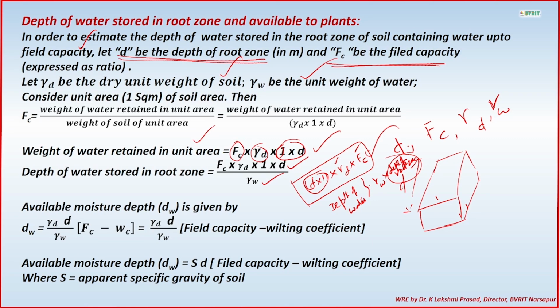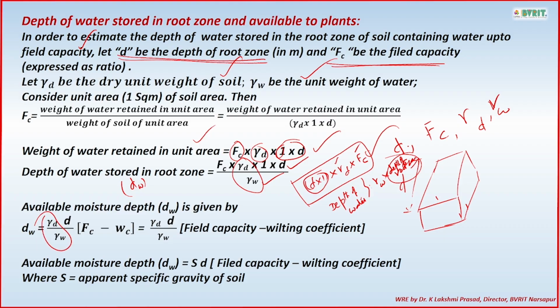What is the second part? What is the depth of water stored in the root zone? I want to calculate the weight of water stored in the root zone. That is nothing but the unit weight of water into the depth of water stored in the root zone. I equated both the things. When I equated both the things, this is the equation. Out of this, the depth of water stored in the root zone is what I call dW, right? Now this is nothing but gamma D by gamma W.